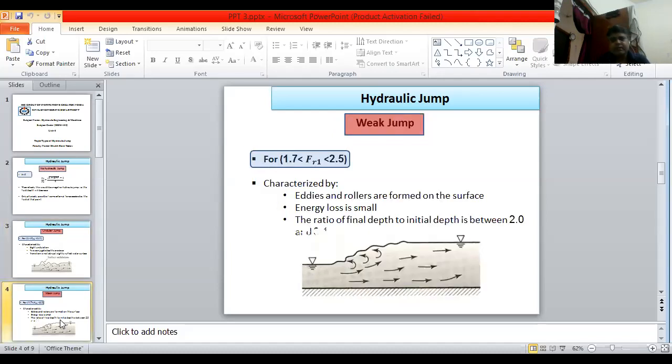Next one is the weak jump. For Froude number 1.7 to 2.5, that is, 1.7 < Fr1 < 2.5, it is characterized by eddies and rollers found on the surface. Energy loss is small. The ratio of final depth to initial depth is between 2 and 3.